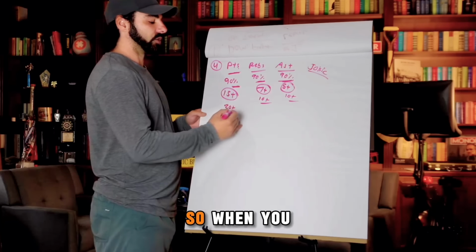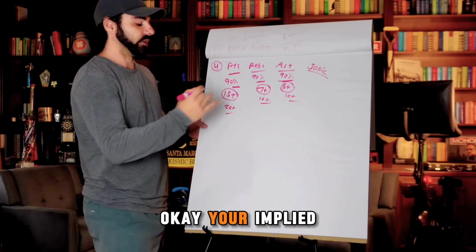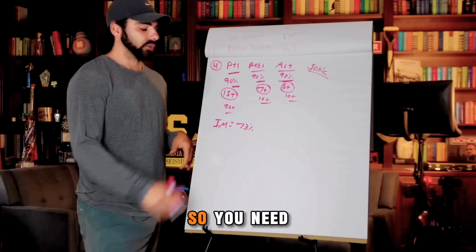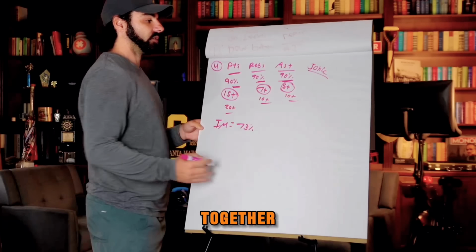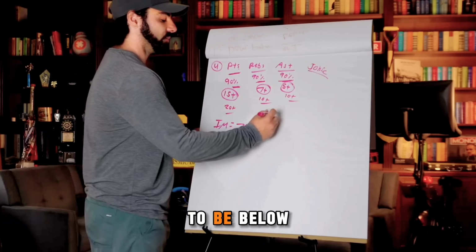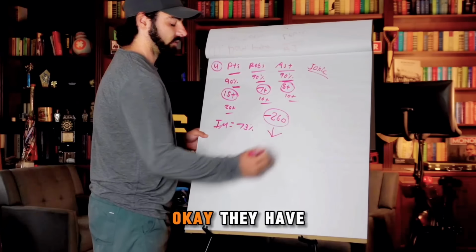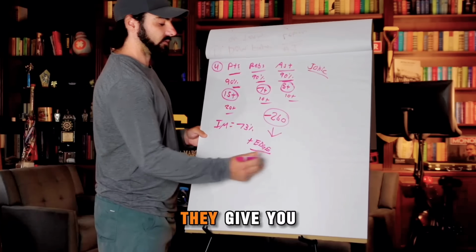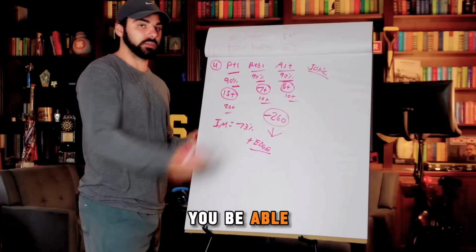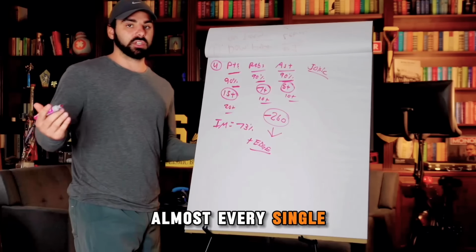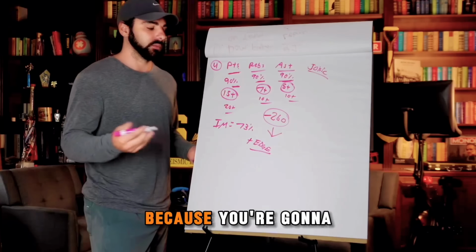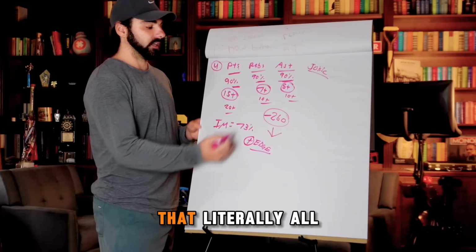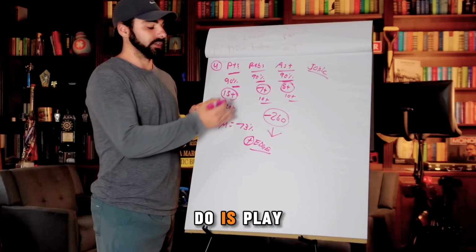So when you mash all of these together, okay, your implied probability for this is going to be about 73%. So when you put these together, your same game parlay odds need to be below -260. Okay, they have to be below -260 to give you a plus edge. If they give you a plus edge long term, you'll be able to do this with one player almost every single day, and you're going to come out on top, okay? Because you're going to make money because you're playing a plus edge on a same game parlay that literally all they have to do is play mediocre.